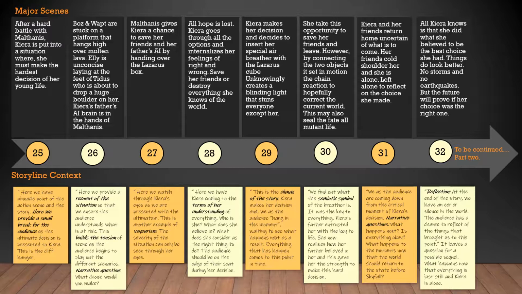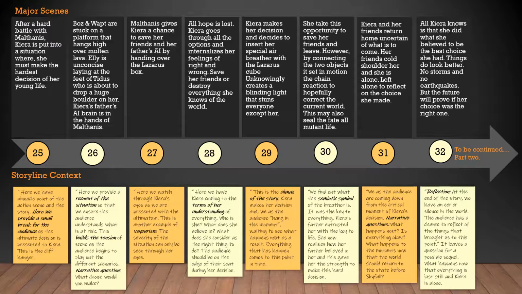In scene 27, Malthanis gives Kara a chance to save her friends and her father's AI by just simply handing over the Lazarus cube. Here, as the audience, we watch through Kara's eyes as she's presented with this ultimatum. This is another example of voyeurism. The severity of the situation can only be seen through her eyes.